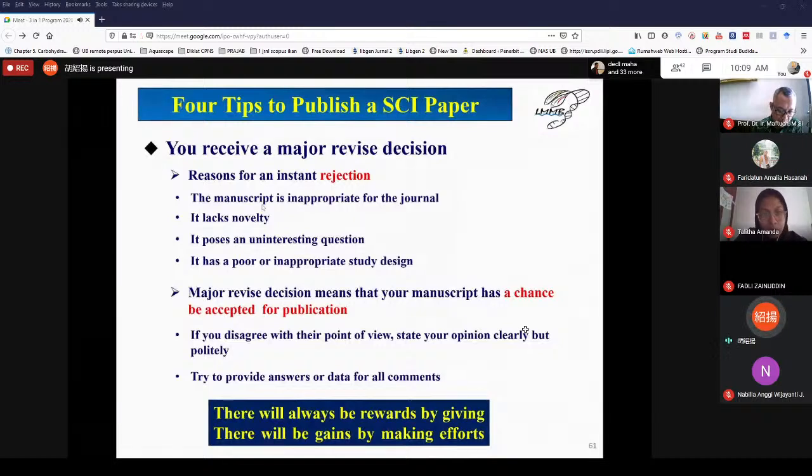And if we prepare everything well and submit to the journal, and the response is reject, don't be upset, just submit to another journal. I think it's fine. But if the response is a major revision, it means your manuscript has a chance for publication.